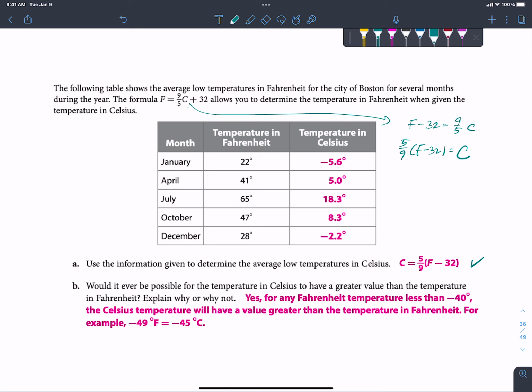And what you would do is that you plug in each value, 22, 41, 65, 47, 28, into the Fahrenheit to get the Celsius. Looks like it might be a good idea for you to use a calculator in this case.